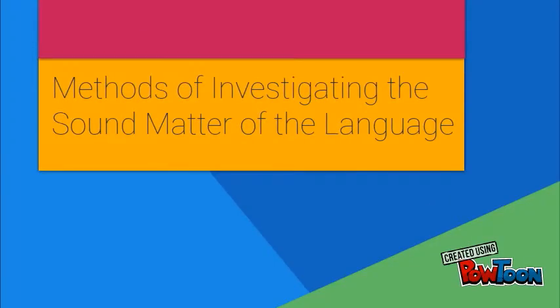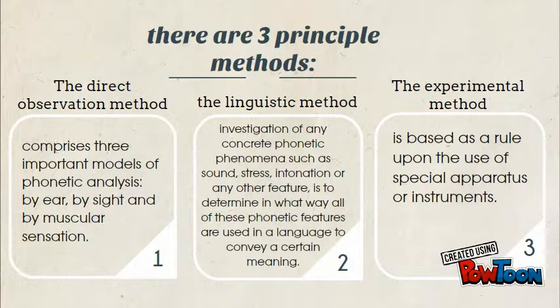Let us consider the methods applied in investigating the sound matter of the language. There are three principal methods. The first is the direct observation method, the second is the linguistic method, and the third is the experimental method.